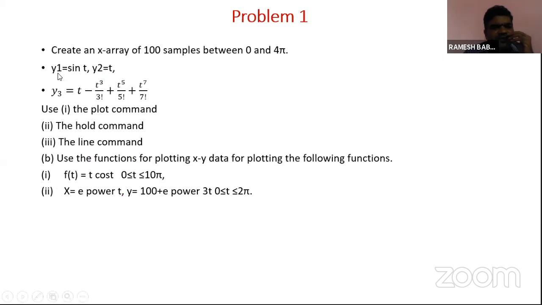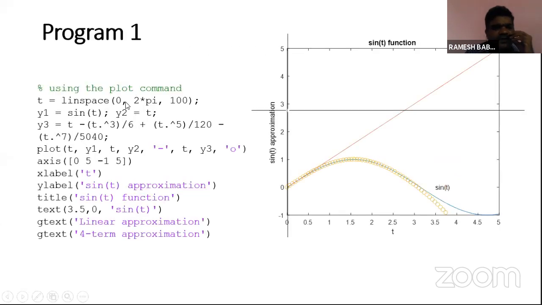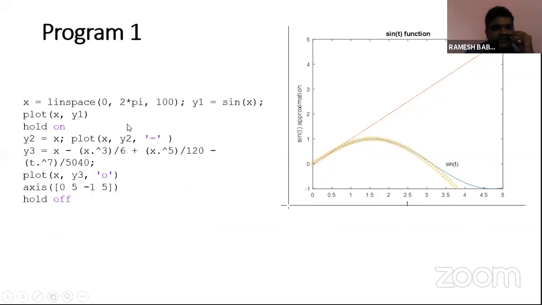We need to plot this y1, y2, y3, three plots, by using the plot command, hold command, and line command. We have seen here the plot command. If you want to plot all the three, in the plot itself we need to mention all the three with different color contexts. Whereas with the hold command, we can plot one separately and another one by starting hold on. We can start another plot and another plot, and that way you can add n number of plots. Once you say hold off, it will turn off, and after that it will get displayed. So all the plots will be displayed together.